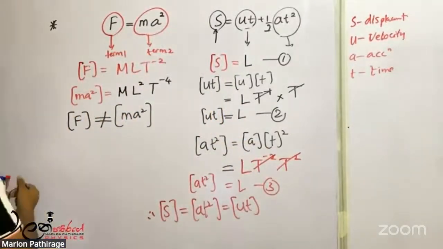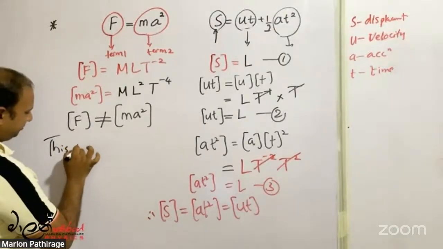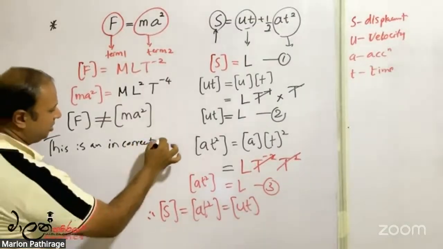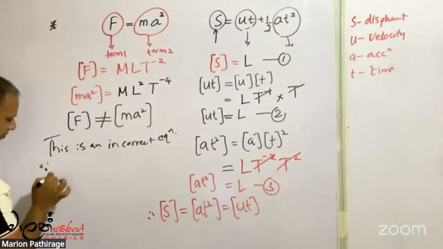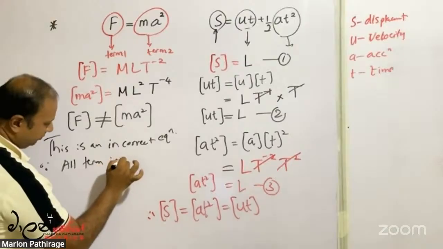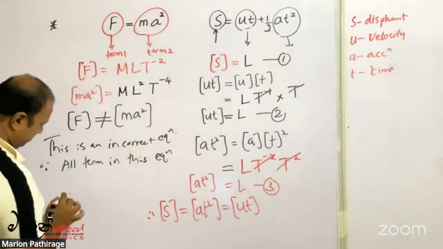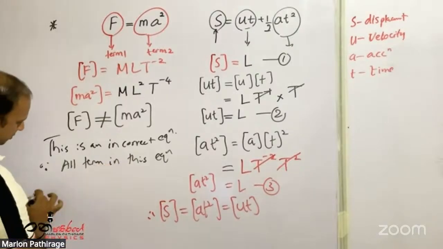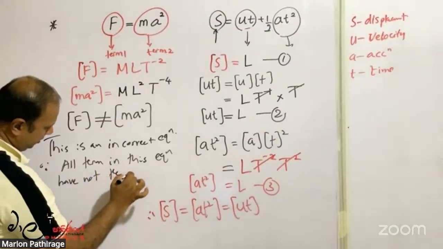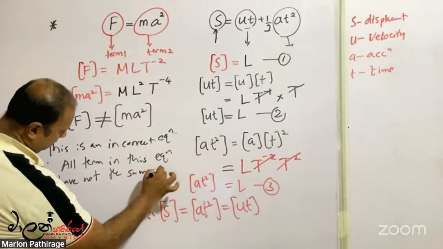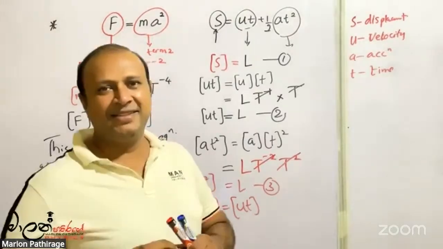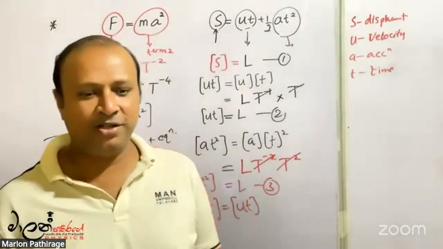Then I can write: this is an incorrect equation because all the terms in this equation do not have the same dimension. Is that clear? If it is clear, please raise your hand.